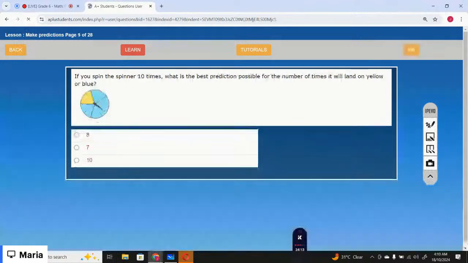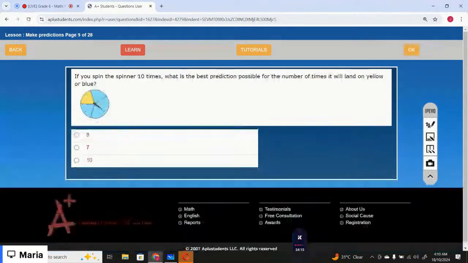Next one is, if you spin the spinner 10 times, what is the best prediction possible for the number of times it will land on yellow or blue, which is the correct option?